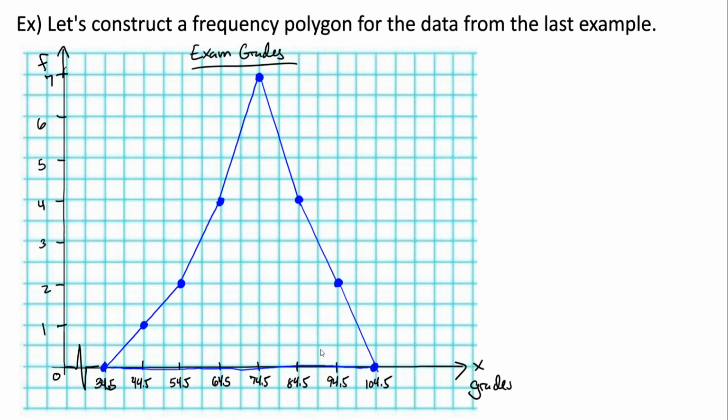The most common mistake people make when doing frequency polygons is forgetting to add the extra classes below and above and just drawing something that looks more like a line graph. If we didn't have these two lines here, this is not a polygon, this is just a line segment floating in space above the x-axis. We need the lines in order for it to be considered a frequency polygon.